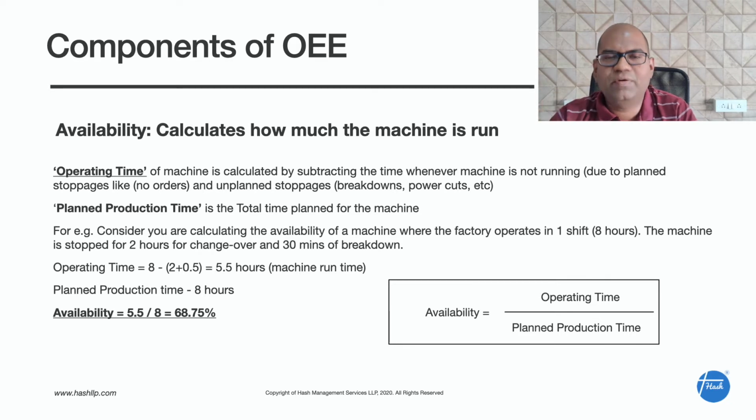In this example, we have taken it as 5.5 hours. So 5.5 hours divided by 8 comes to about 68.75%. So this is the availability of that machine. I have bought a machine and this machine itself is available only for 68.75%. So that is the first parameter.